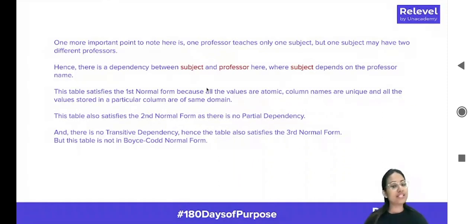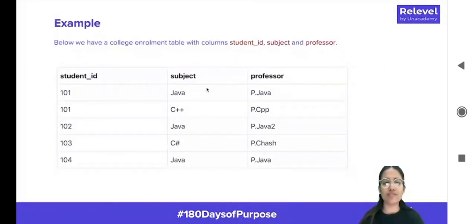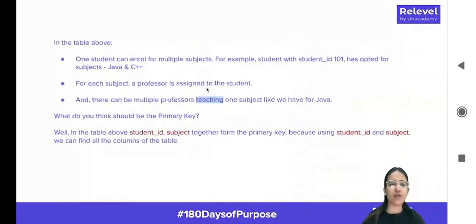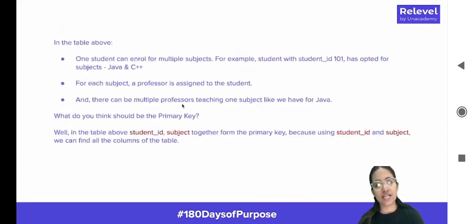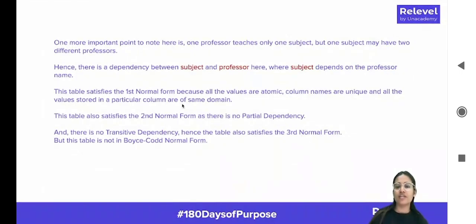Now this satisfies the first normal form, because in this table you can see all the values are atomic. I could have also done it in the sense that for 101, I could have put subjects as Java, C++, because two subjects are being taught by a single student. But since we have segregated it, everything is atomic. So we can say that the first normal form is achieved. All the column names are unique and all the values stored in a particular column are of the same domain.